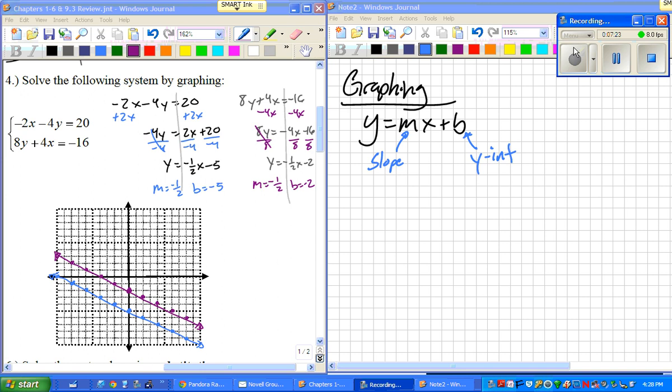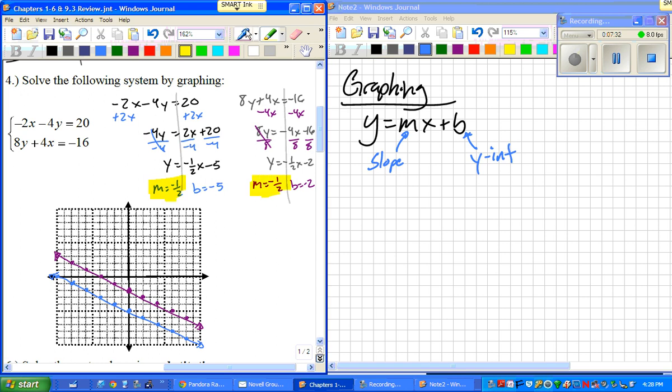Okay, so there's the work for solving both of those equations. And now, after you draw the lines, they don't intersect, okay? And that's because right there we have parallel lines, okay? Parallel lines have the same slope, but they have different y-intercepts. So my answer for this is actually no solution.